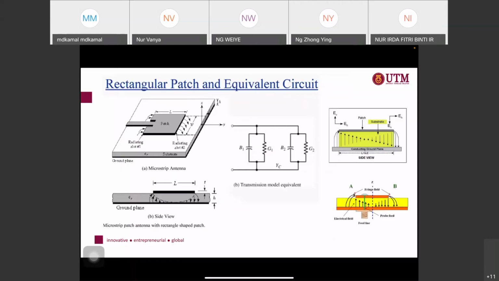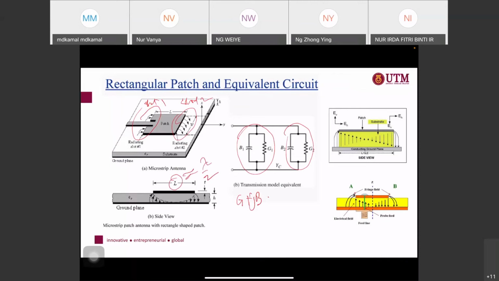Okay, so as usual, you can see that this is the transmission line model. What we have is slot 1 and slot 2 here. So you model it, maybe this one is slot 1 and this is slot 2 here. The model is based on G plus jB. Okay, so this is the resonance, your L here.